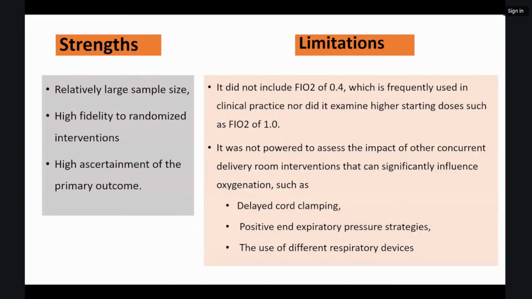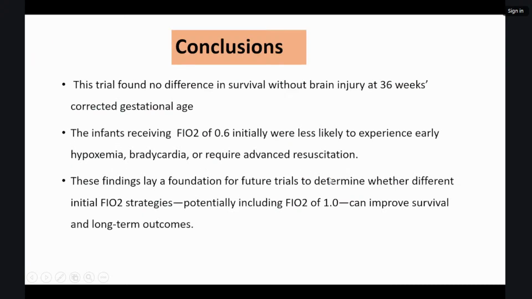So, strengths and limitations of the study. Strengths: a large sample size, high fidelity to the randomized interventions, and high ascertainment of the primary outcome. Limitations: it did not include an FiO2 of 40%, which is frequently used in clinical practice, nor did it examine higher starting doses such as 100% FiO2. It was also not powered to assess the impact of other concurrent delivery room interventions that can significantly influence oxygenation, such as delayed cord clamping, respiratory strategies, and use of different respiratory devices.